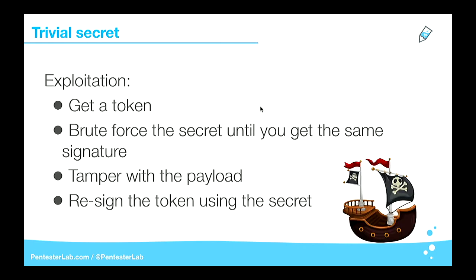So exploitation: you get a token, you brute-force the secret offline, you come back 5 or 10 days later, then you tamper with the payload and re-sign the token because now you know the secret. And you're done. It's also possible that the secret gets leaked by the application in a stack trace or error messages.